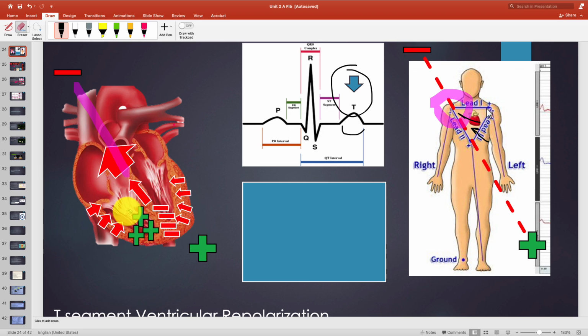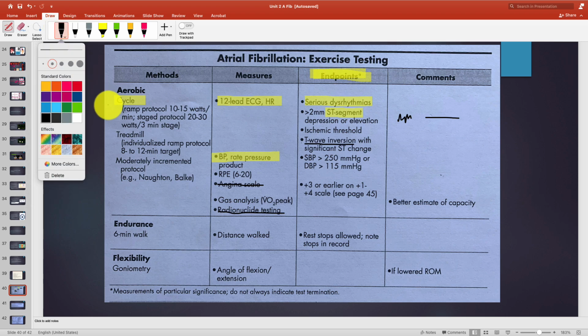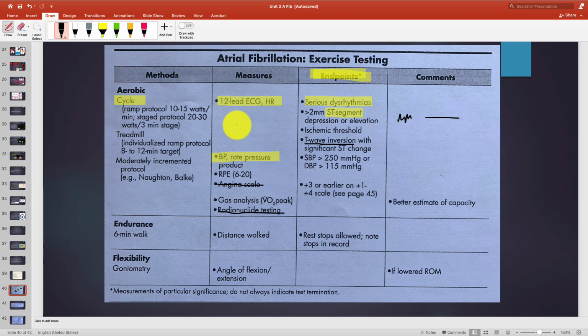So let me clean this up. That means that the negative charges aren't going back towards this electrode and we're having issues with repolarizing, right? So that's it. That's the big ticket takeaway from that. And if we have systolic blood pressure above 250 and diastolic above 115, that means we need to cut the measurements because now we're really stressing the heart.